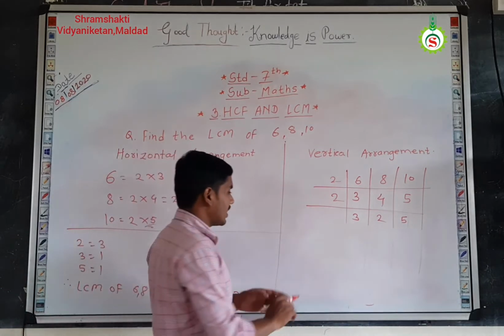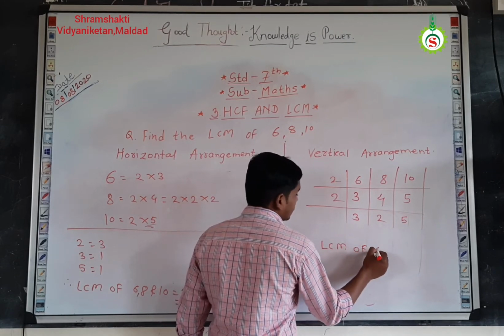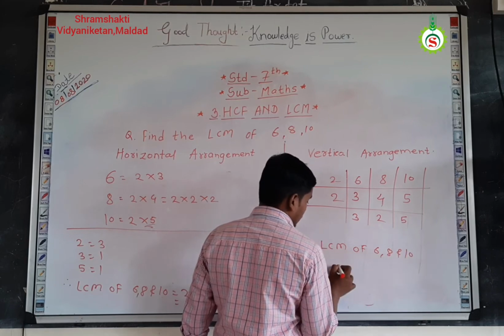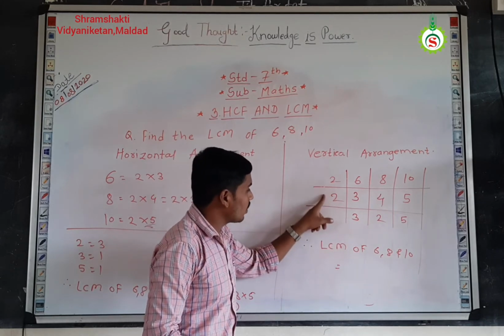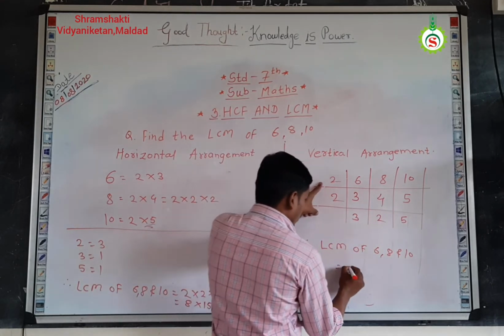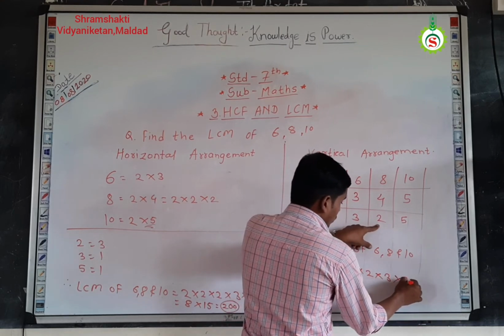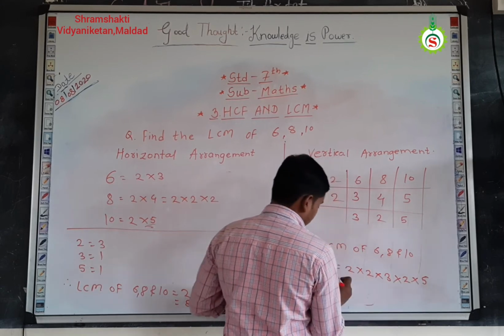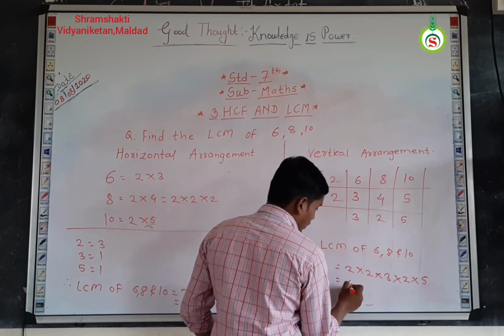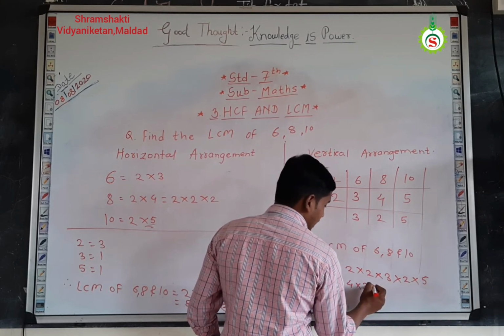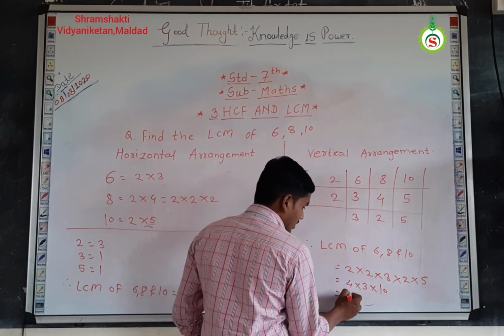Okay? And after that, if I want to find the LCM of 6, 8 and 10, I also have to take the product of all the factors from this column and from this row. So 2 into 2 into 3 into 2 into 5. Okay. So 2 into 3 into 2 into 5. So 2 2s are 4 into 3. 2 5s are 10. So 4 3s are 12.